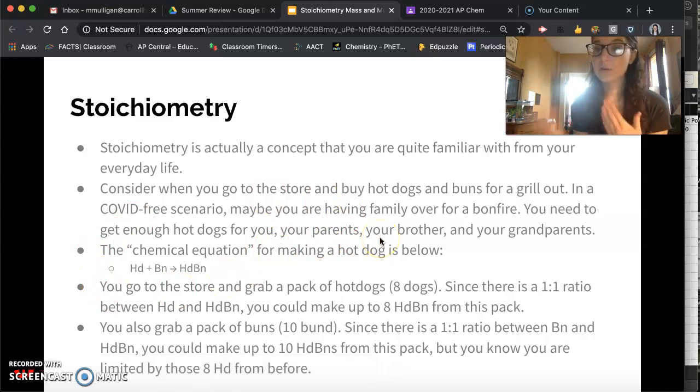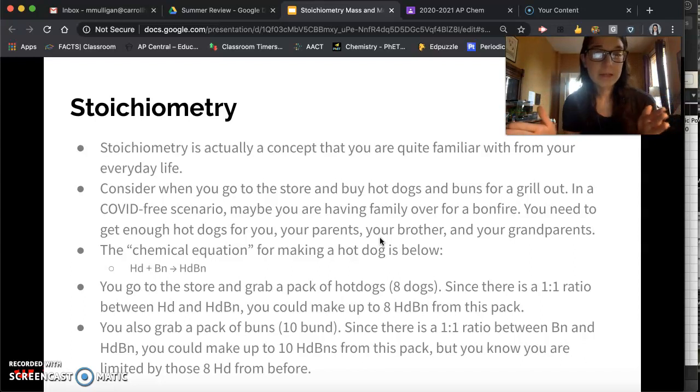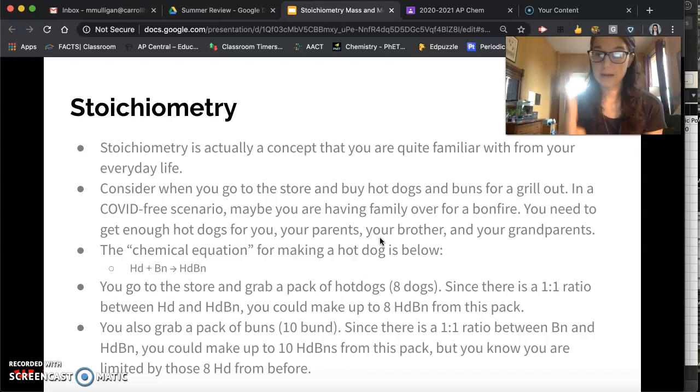When you go to the store, you get one pack of hot dogs, which includes 8 dogs. Since there's a 1-to-1 ratio for hot dog to hot dog bun complex, you can make 8 hot dogs from this pack. You also grab a pack of hot dog buns. This comes in a 10 pack, 10 buns, not 10 bund, sorry, a little typo there. Again, since it's a 1-to-1 ratio, you know that with your 10 buns, you could make up to 10 hot dogs. Now you know that you only have 8 actual hot dogs, so you're limited by the 8 hot dogs. That's called a limiting reactant, which we will get to later.